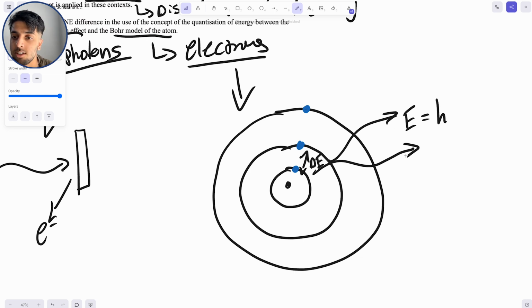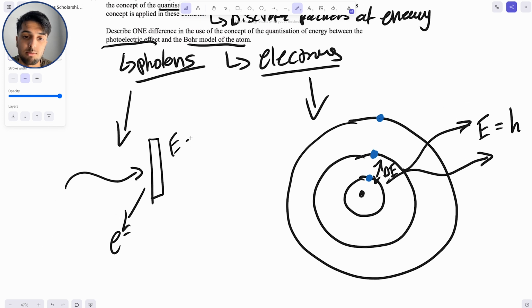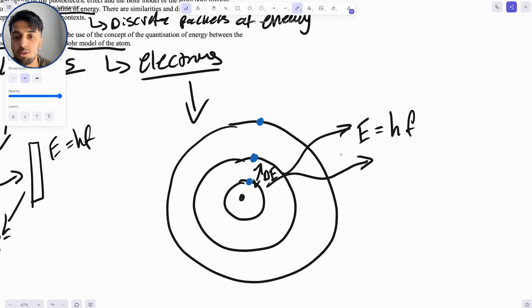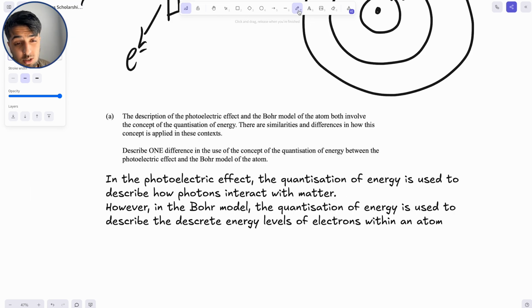And what we get is, due to E equals hf, which we saw over here, we get photons emitted with discrete frequencies. And that's where we get our absorption and emission spectrum from, with discrete wavelengths of light on a screen. So putting this into words, in the photoelectric effect, the quantization of energy is used to describe how photons interact with matter. However, in the Bohr model, we see that the quantization of energy is used to describe the discrete energy levels of electrons within an atom.